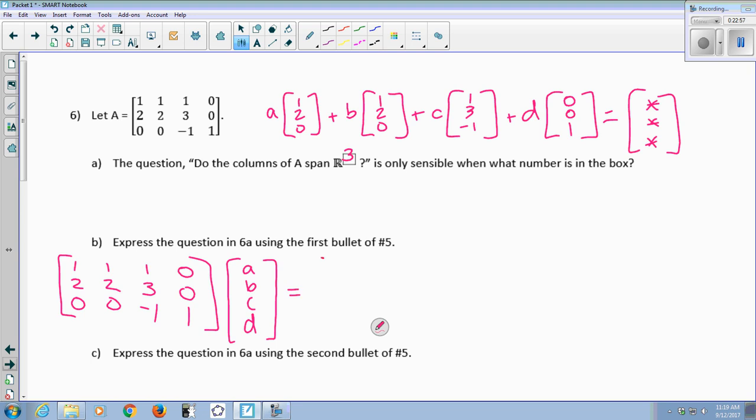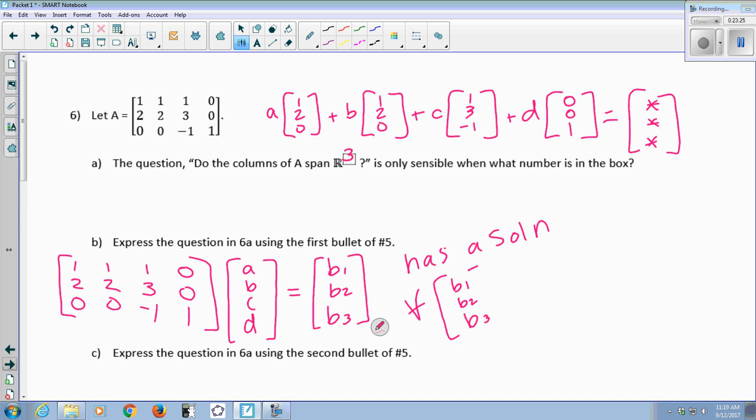Equals. Now, when I do this multiplication, when I put my weight on each vector and add them together, my result has 3 entries. So we're going to call this B1, B2, B3. So this has a solution for every B1, B2, B3 in R3. That upside-down A symbol means for every, or for all.